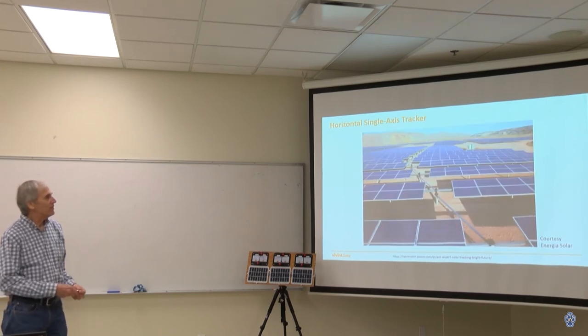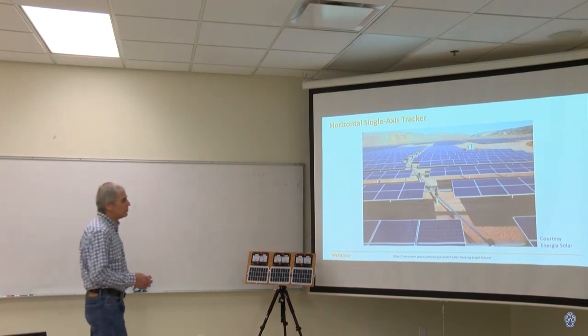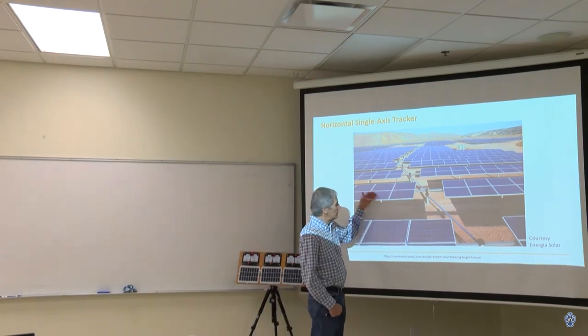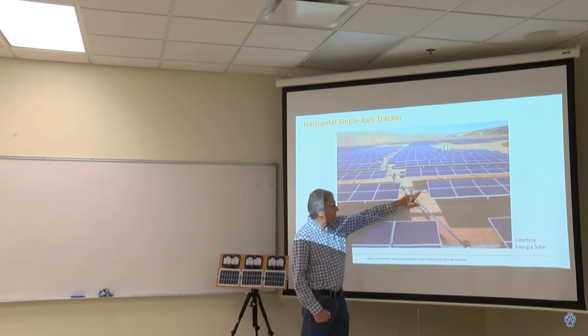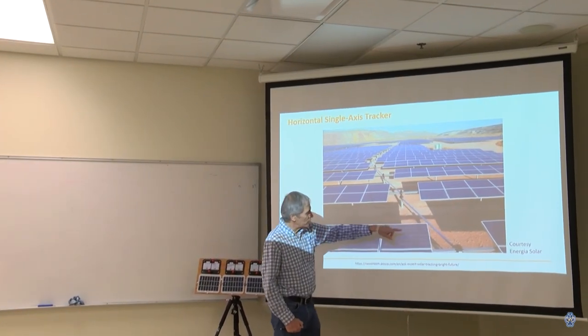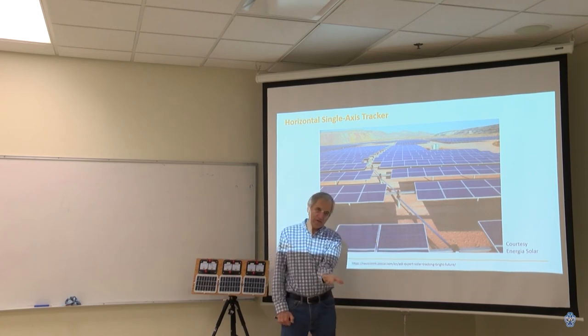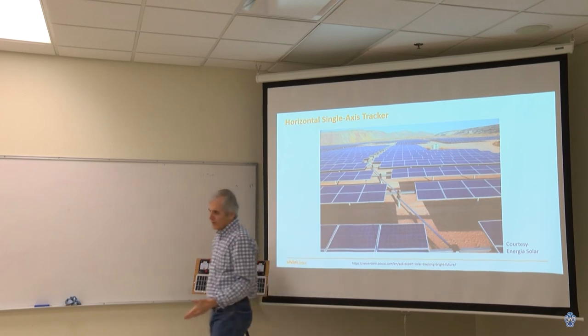And the hot thing in utilities is to track the sun. The most common way to do that is to mount the solar panels on north-south tubes. These are square torque tubes. And drive it with a worm gear so that they start by facing east in the morning and then gradually move to west in the afternoon.